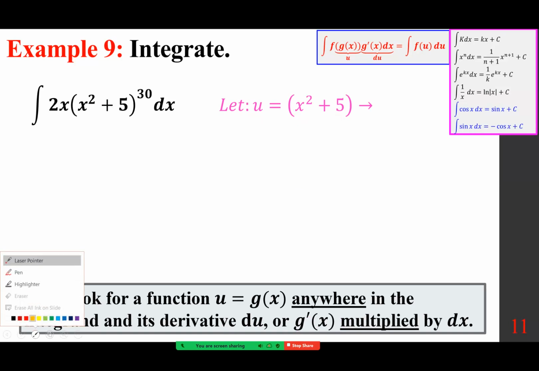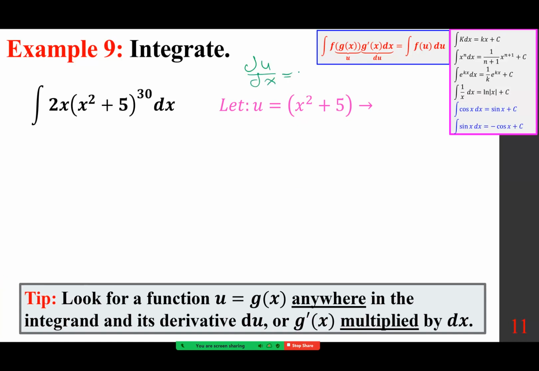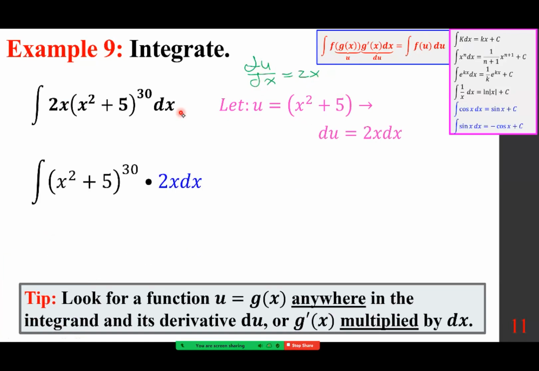Again, I want to make sure we understand this, because we don't want to mix them up. du dx is 2x, so du is 2x dx. We're going to move the 2x next to dx. Therefore, it becomes clear that we have u to the power of 30 du. It's a simple case of the power rule: 1 over 31, u to the power of 31, plus a constant. Replace the u with x squared plus 5, and we are done.